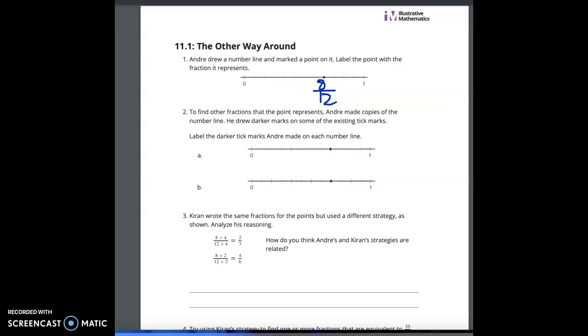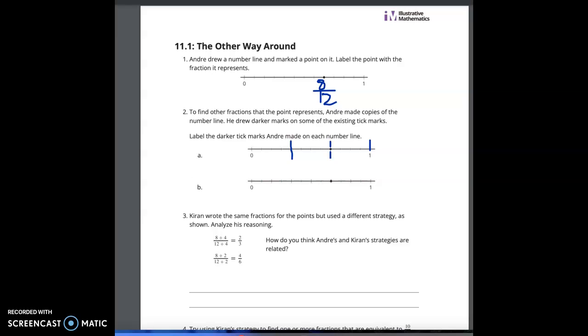Okay, let's see. To find other fractions that this point represents, Andre made copies of the number line. He drew darker marks on some of the existing lines. Now this was a little tricky for us to see. I was telling the kids, I don't know if my eyes can really see where the darker marks are, but I think there's one here, and I think there's one right here where the point is, and I think there's one right here. So let me see if that works out. 1, 2, 3, 4. 1, 2, 3, 4. 1, 2, 3, 4. Yep.